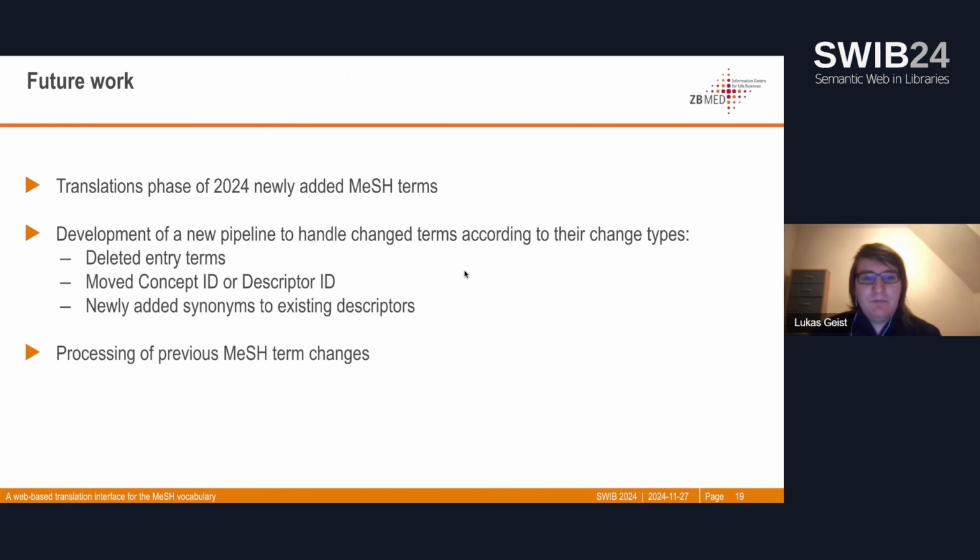And we are building an entirely separate pipeline for this that has a different approval process to approve deletion requests and movement requests that are also automatically processed by our system if no manual intervention is necessary. And after that, we will process the previous MeSH term changes that have built up over the past few years. So this is the goal for next year.